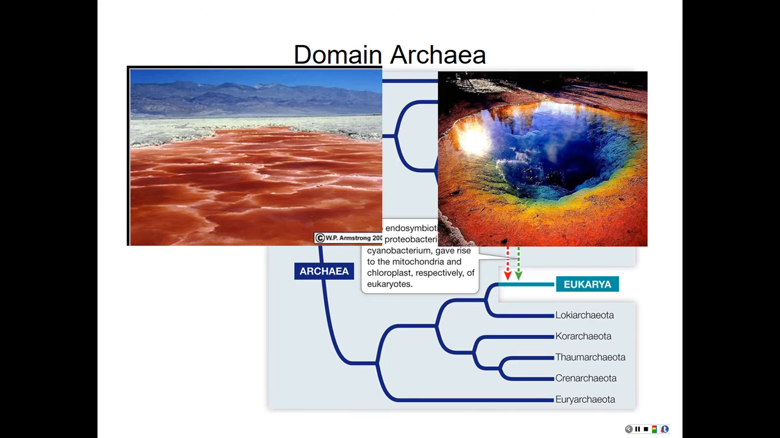We have our methanogens. So these would be anaerobic, so not using oxygen. So these are anaerobes that generate methane as part of their metabolism. So when they reduce CO2, they generate methane when they produce energy, as part of their metabolism.